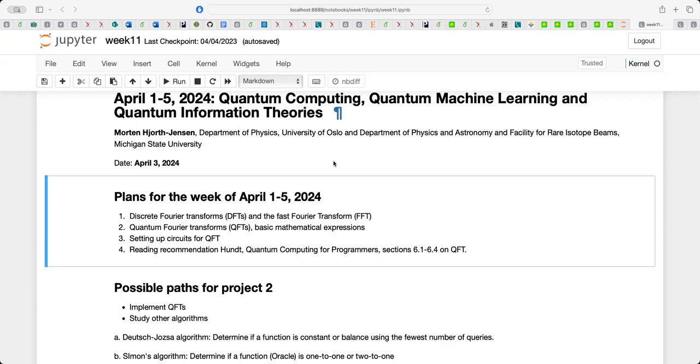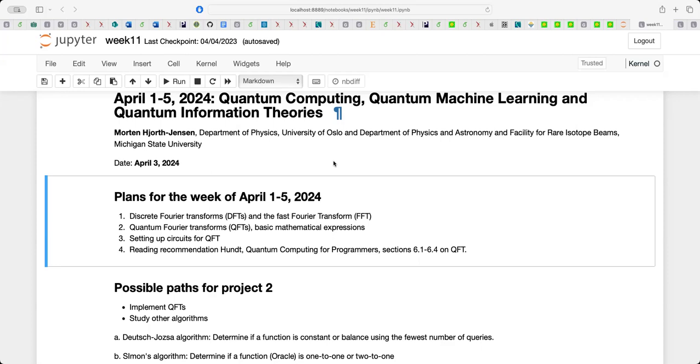at. But the quantum Fourier transform, with its basic mathematical expressions, is something which is very important in quantum computing. The original algorithm for finding eigenvalues of a many-body problem was done with the phase estimation algorithm, which is based on a quantum Fourier transform. So we will discuss that next week. Today, we are going to go through the basic mathematics of Fourier transforms and the quantum Fourier transforms. And if we get time, we will start looking at the circuit for setting up a quantum Fourier transform.